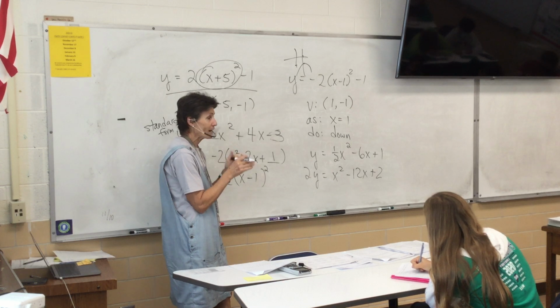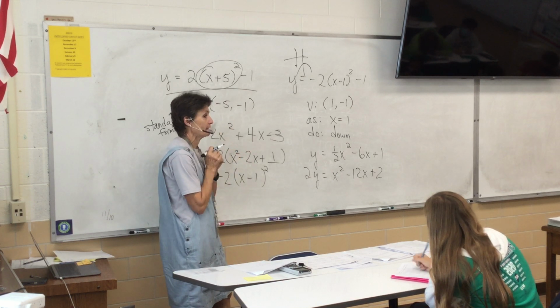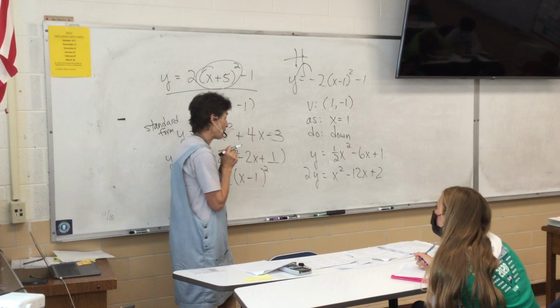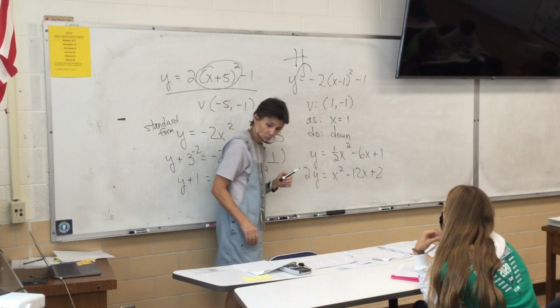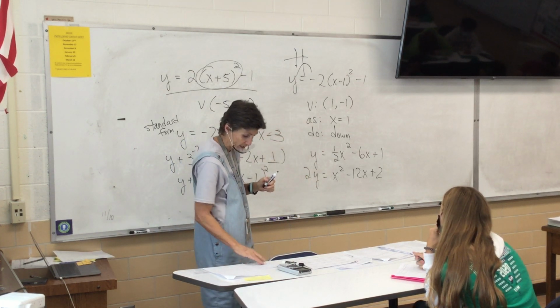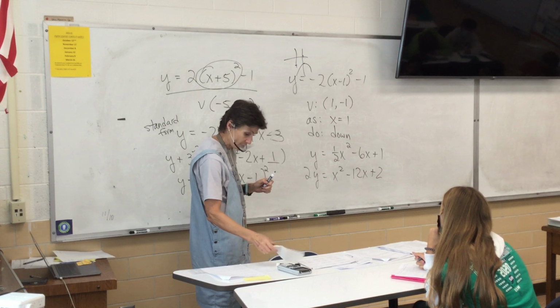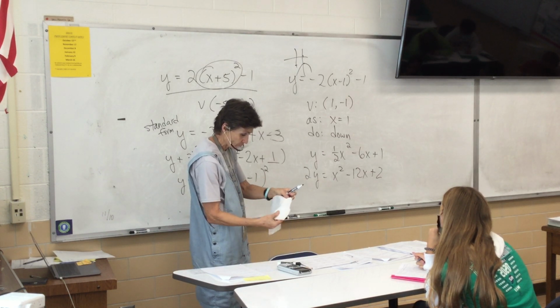Now, if you don't mind fractions, you can do it exactly the way we just did it. But if fractions are a problem for you, especially when we talk about factoring with fractions, then go ahead and just get rid of it. Multiply everything by 2.